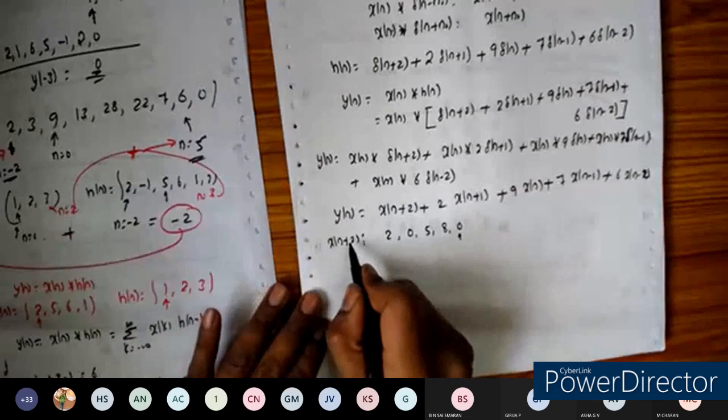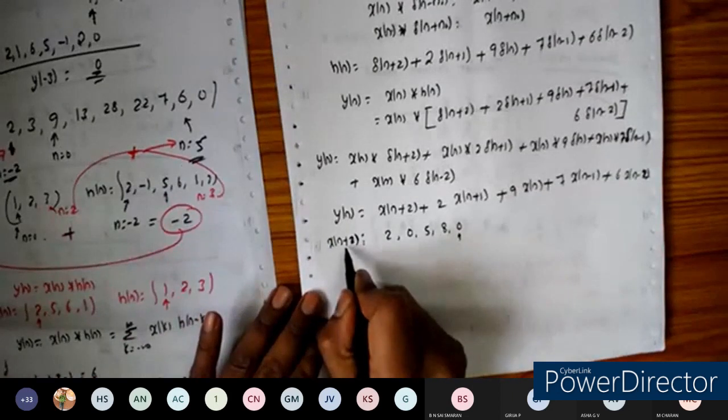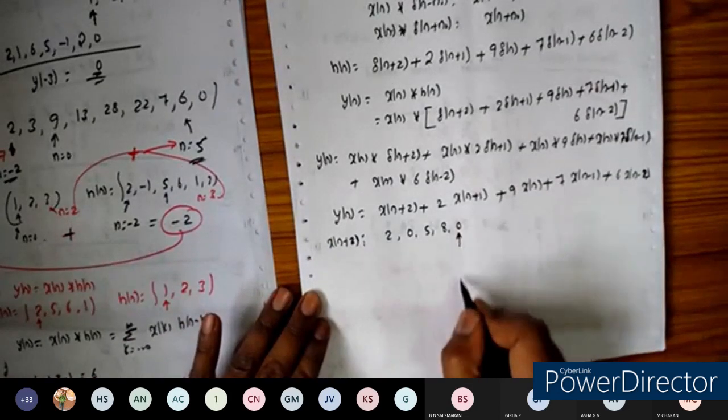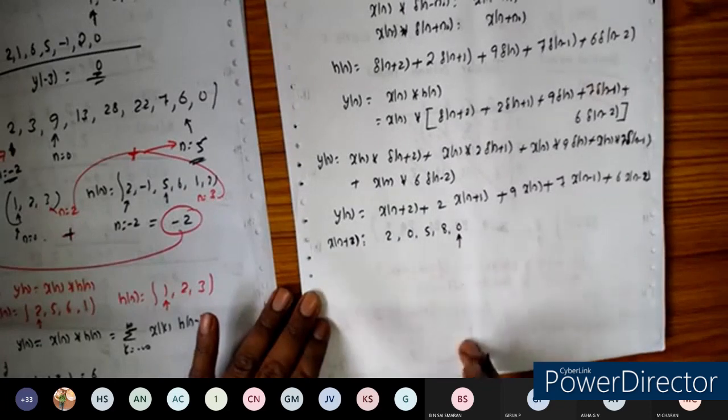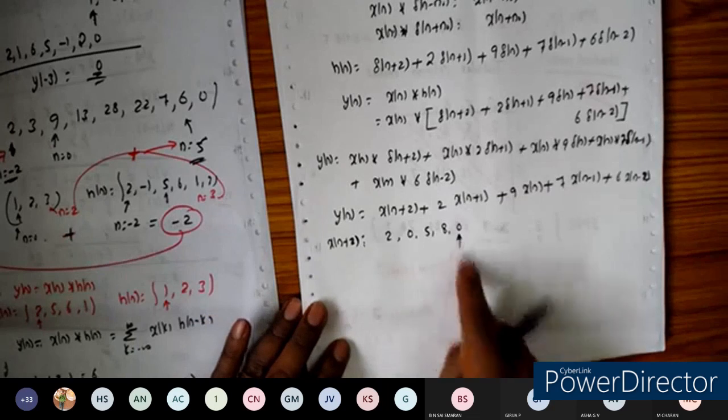I'm going to write the corresponding signal, and I'm going to write the origin here. So make sure that the origin will come at the same column. The origin will come here. You make sure like that. You write the answer like that here.